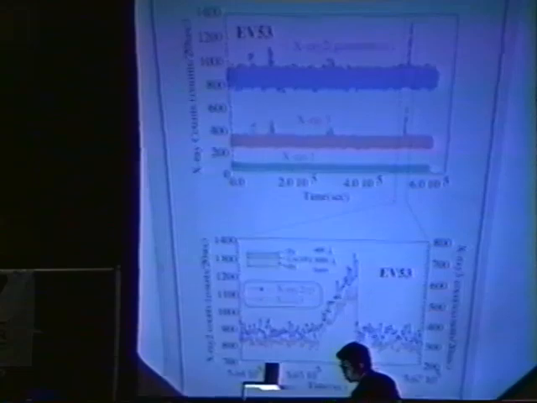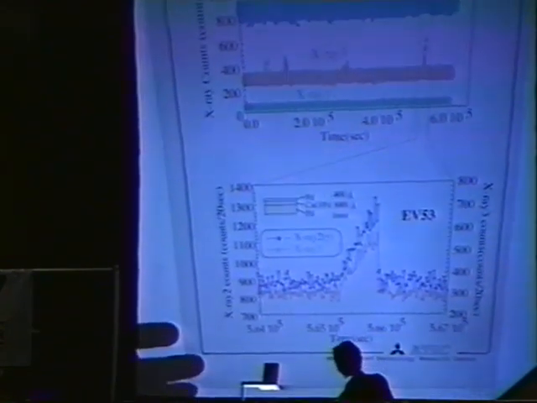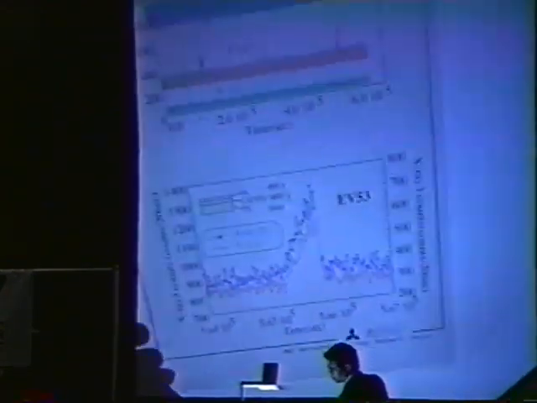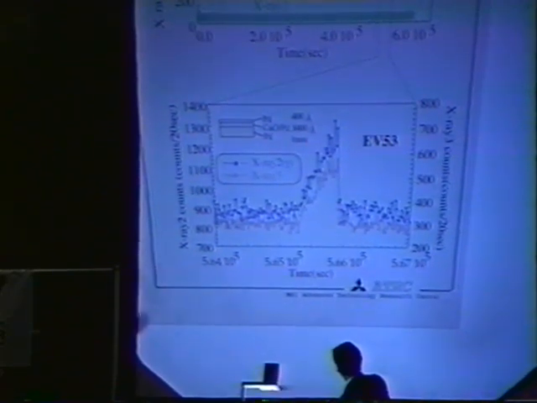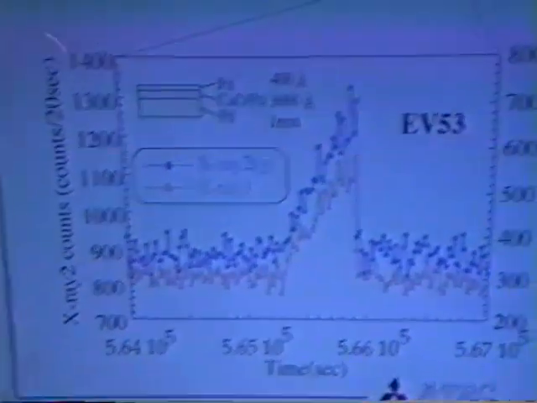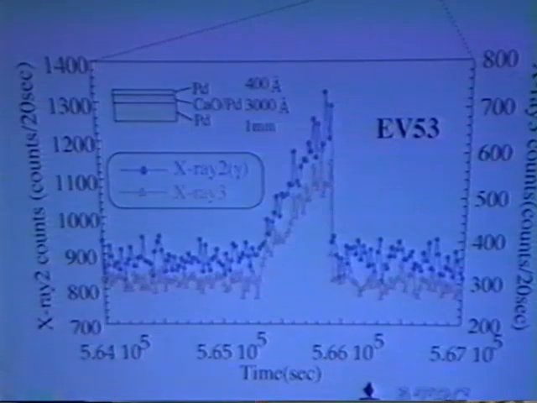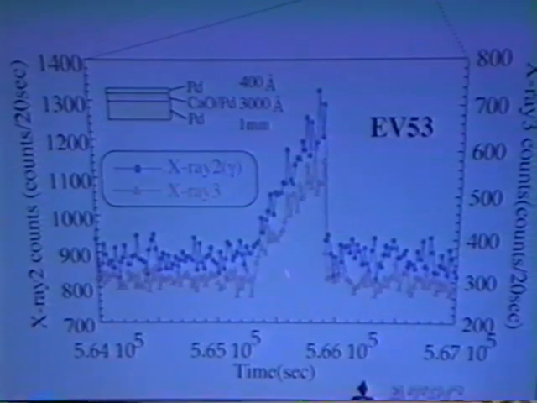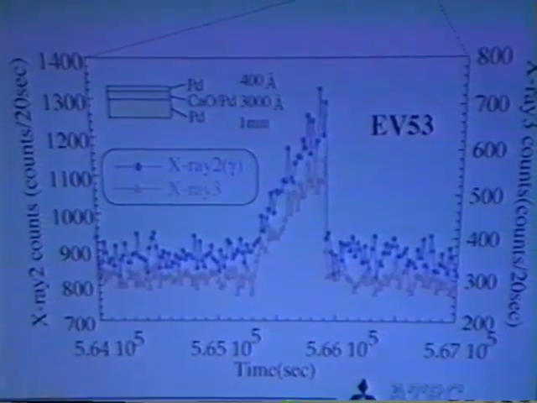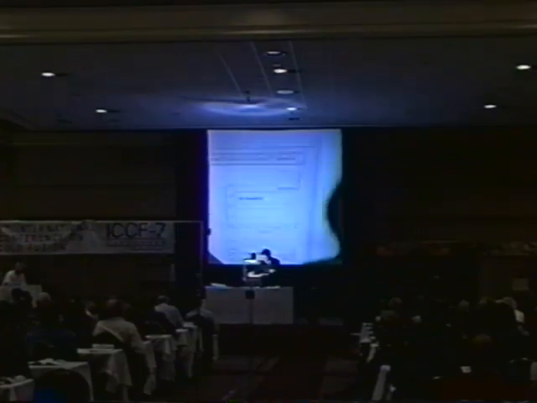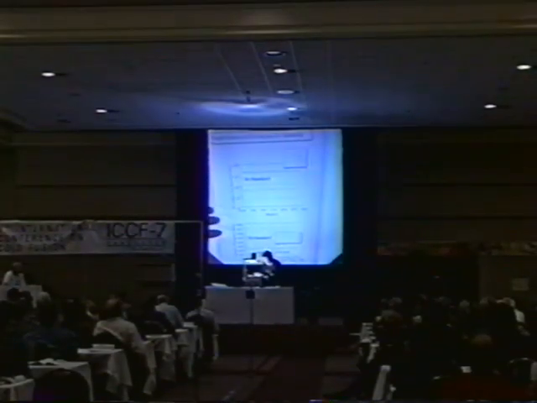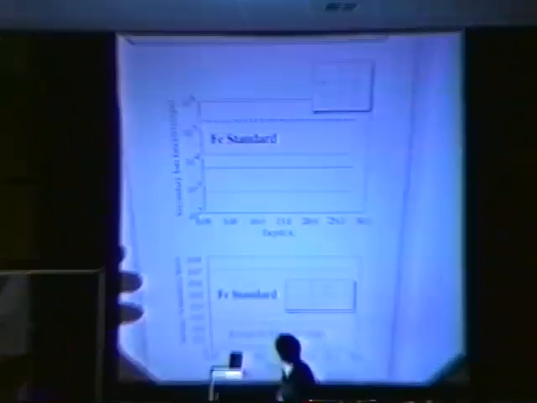If we magnify this period, we obtain this figure. Time and X-ray 2 and X-ray 3. We can see the coincidence of X-ray 2 and 3 is very good. And I will explain about the SIMS results.